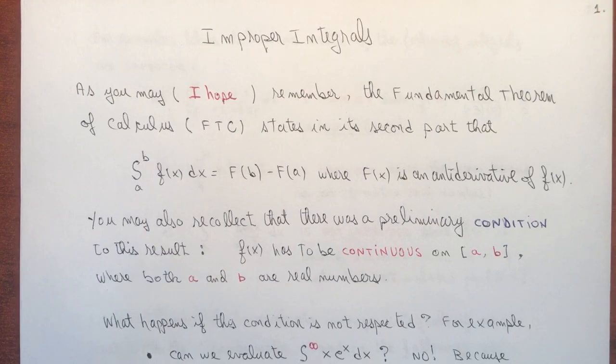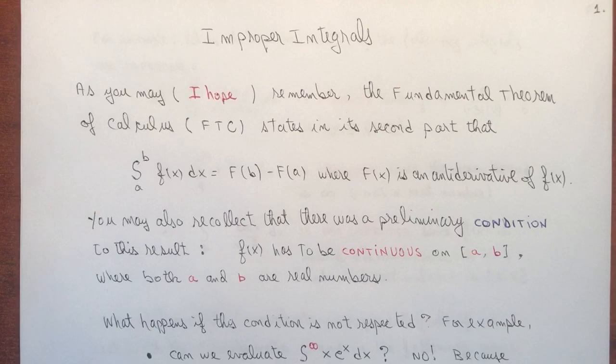As I certainly hope you may remember, the fundamental theorem of calculus states that the integral from a to b of f of x dx is actually big F of b minus big F of a, where big F of x is an antiderivative of f of x. We have used this profusely. You may also recollect that there was a preliminary condition to this result. f of x has to be continuous on the closed interval [a, b], where both a and b are real numbers.